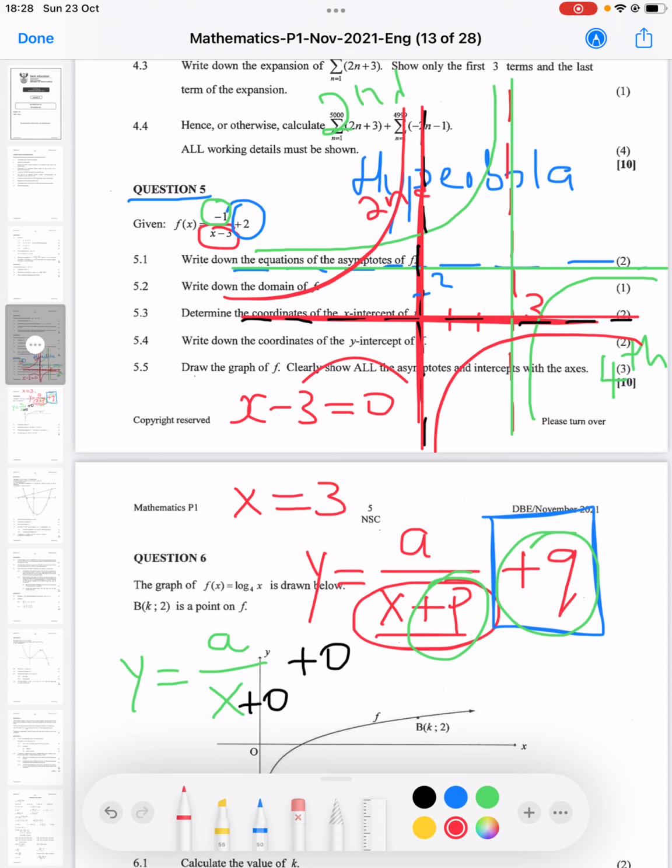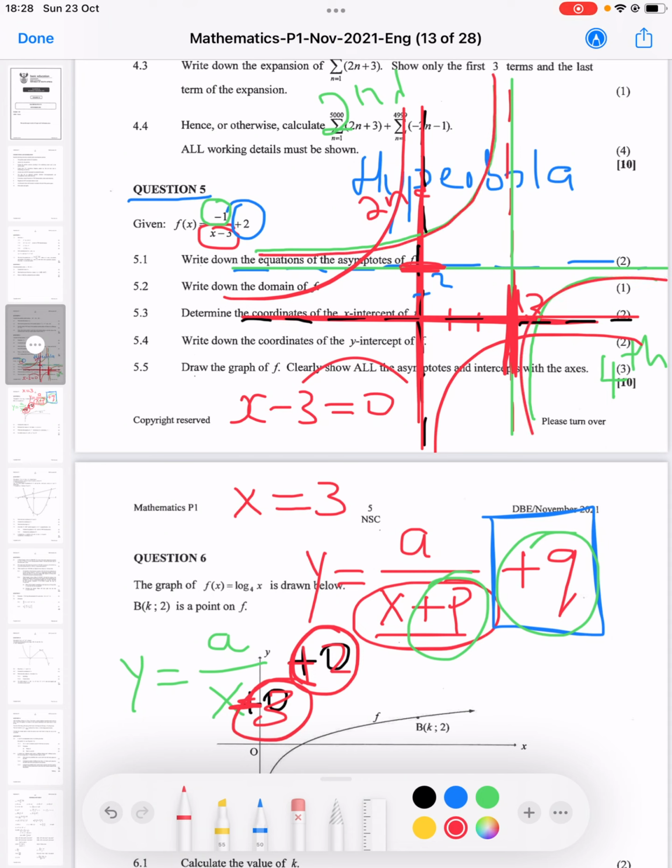But the moment we have negative 3 there, and we have plus 2, it tells us that our function has shifted by 3 units to the right, as you can see there, and also by 2 units upwards, as you can see there. That's why when we draw the function, it goes like that.